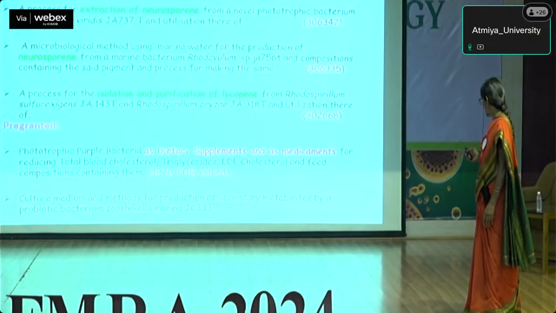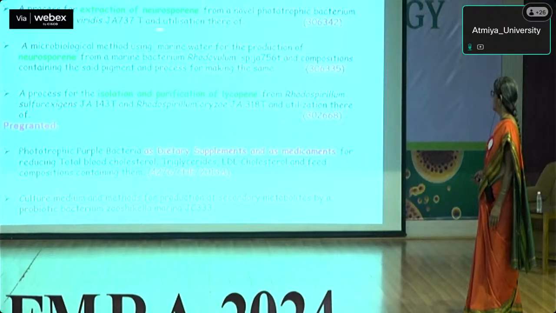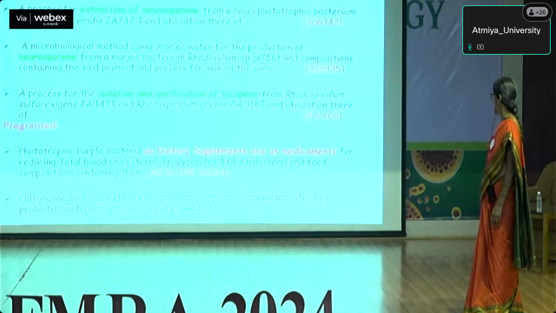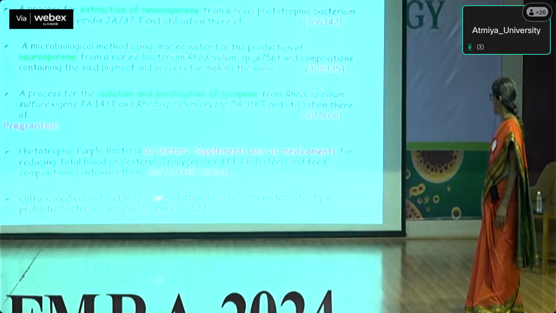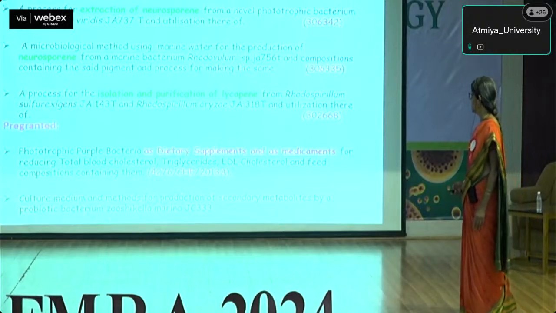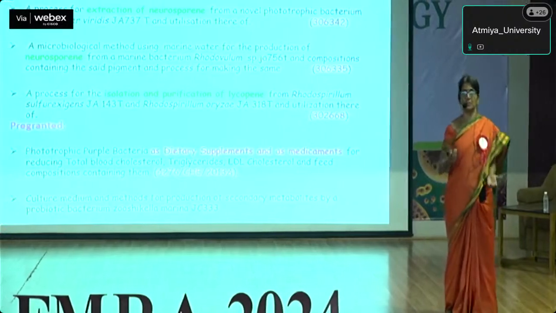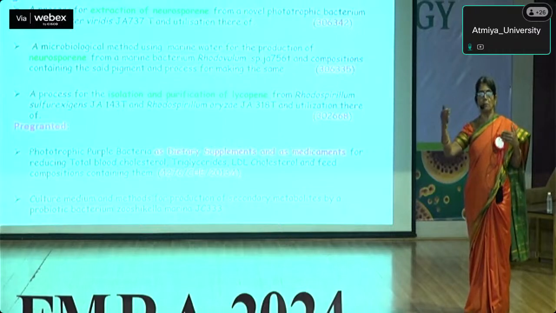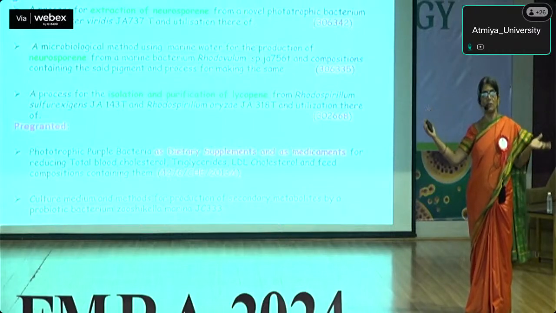So these are the patents. This is the red pigment. This is the green pigment. And then this is a dietary supplement for reducing this. And this is the new one that we have submitted. This is Zushicella marina, a bacterium which is able to produce a number of proteoglycans. This is an antimicrobial compound, and it has broad spectrum activity against several bacteria.